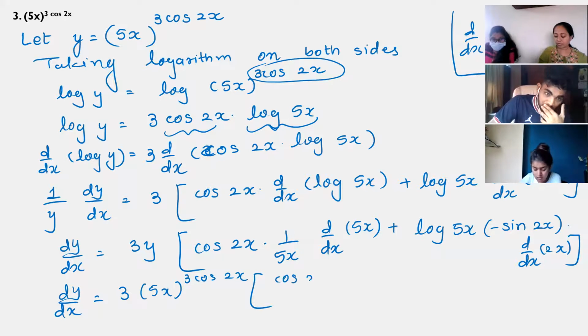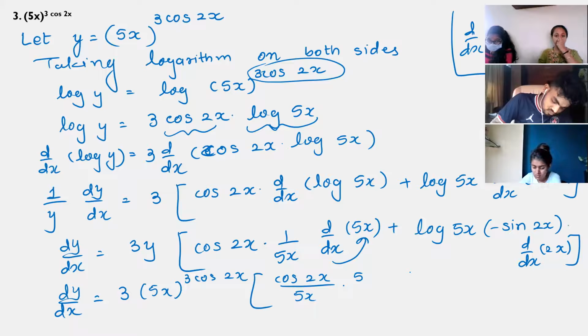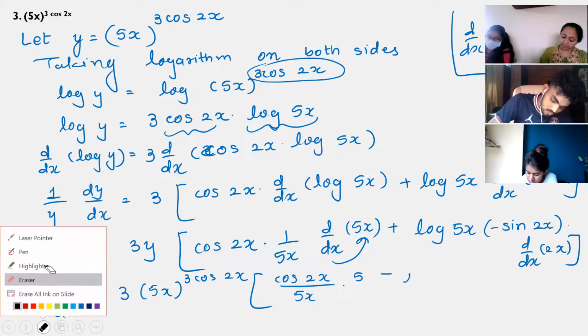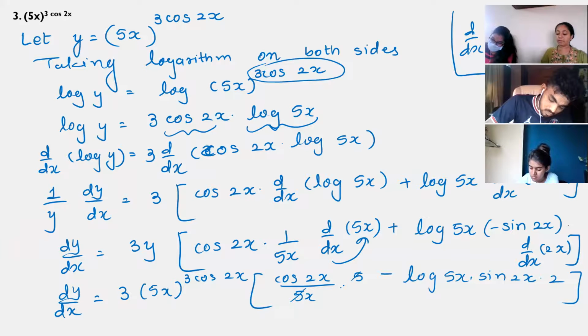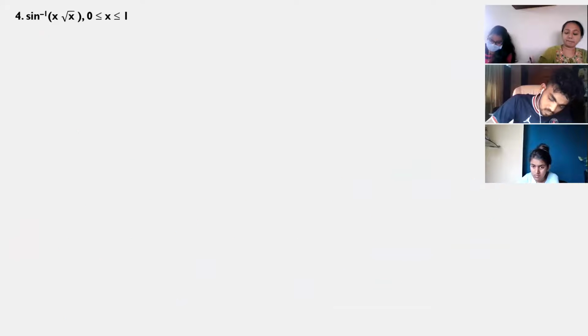Now cos 2x upon 5x, then d by dx of 5x is 5. Right? D by dx of 5x is 5 because 5 goes outside and dx by dx is 1. So 5 plus minus, right? Because plus minus minus. Let me take minus only. Minus log of 5x into sine of 2x into d by dx of 2x, which is 2. Here 5 got cancelled.